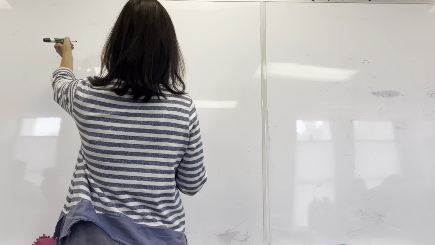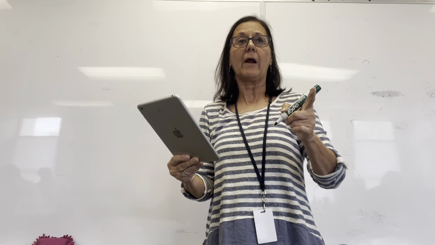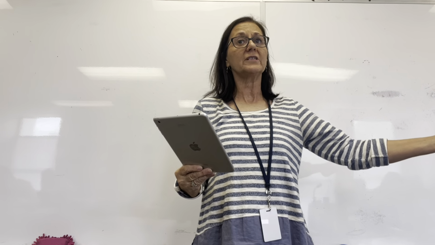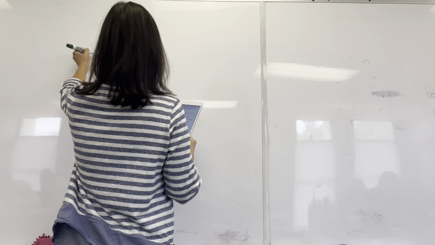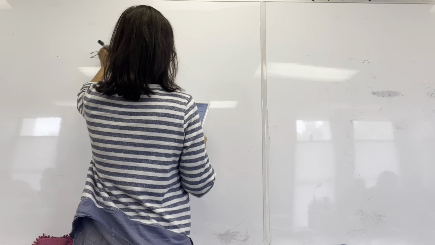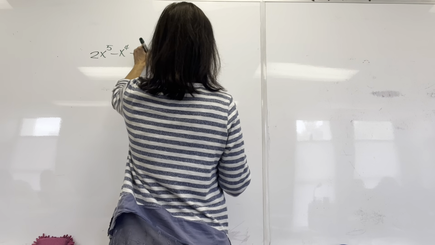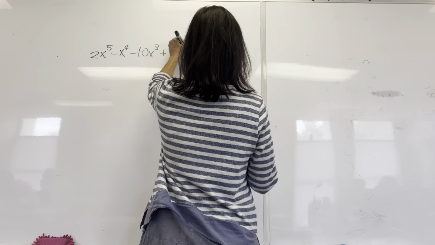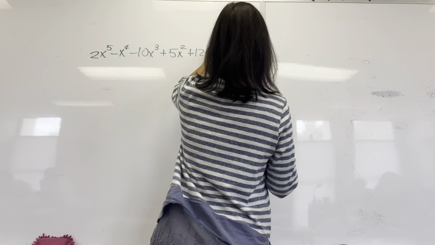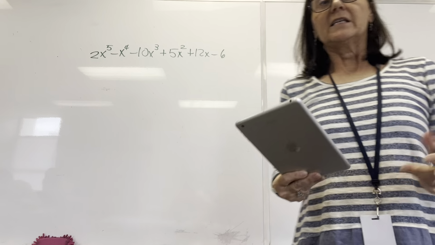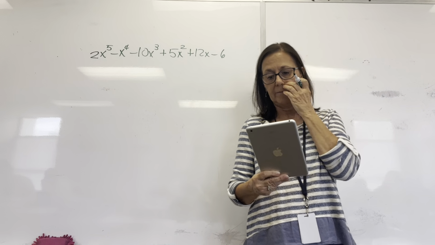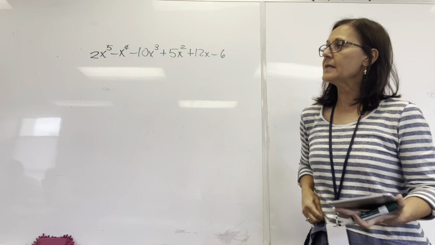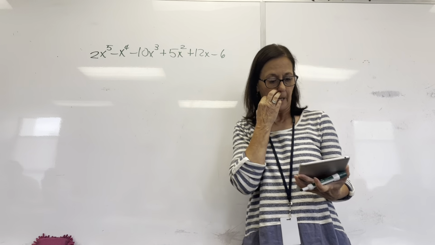It says find all the real zeros. This is different from the rational zeros. We have to find all the real zeros. That means rational and irrational. So we may have to graph this one: 2x to the 5th minus x to the 4th minus 10x cubed plus 5x squared plus 12x minus 6. Let's graph this one, since it says find all the real. Do you see the difference? Graph it. Somebody give me a 0. There's a couple of irrational ones. Do the standard window, -10 to +10.